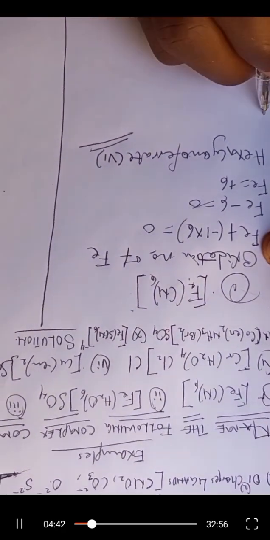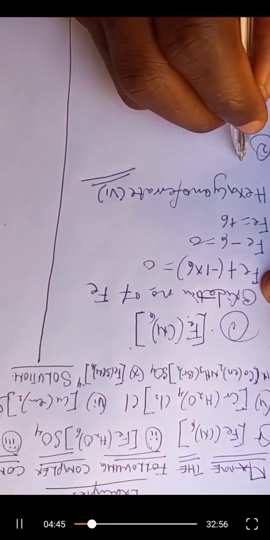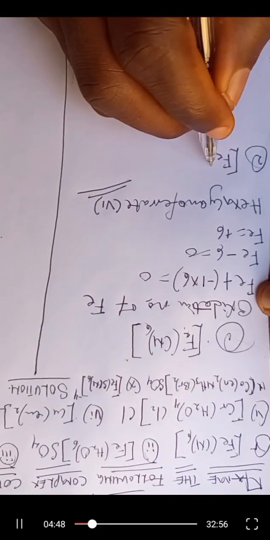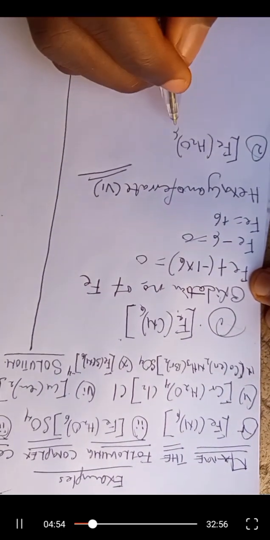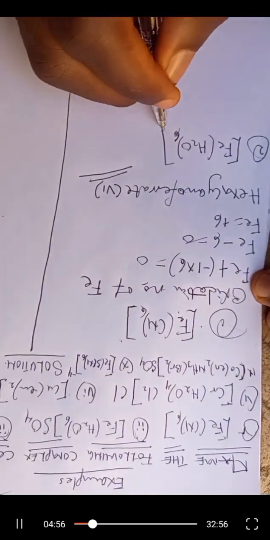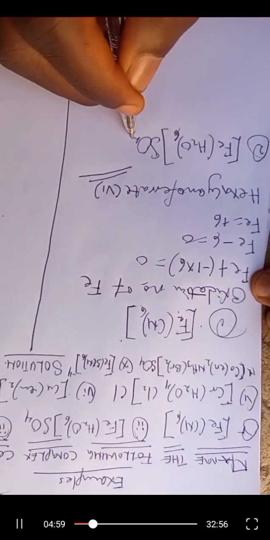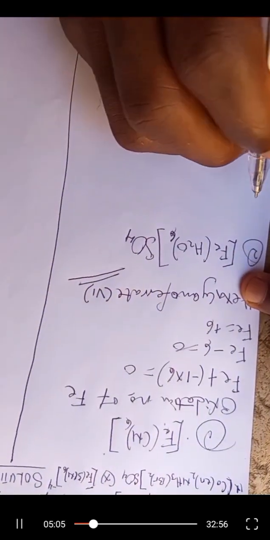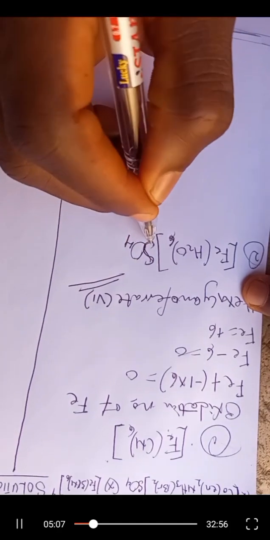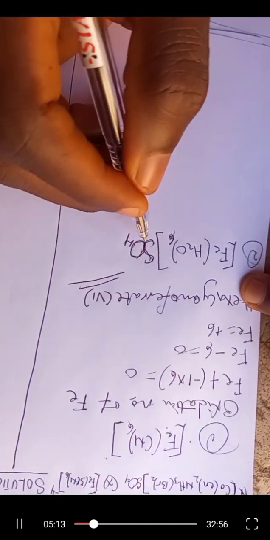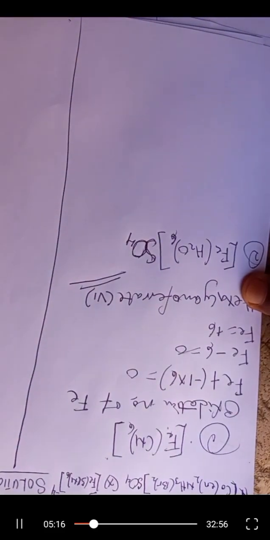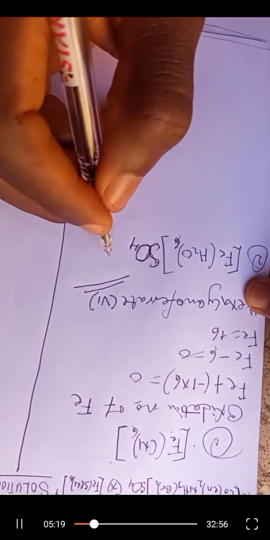Let's try the number 2. Fe in bracket H2O, close the bracket, 6. Then you close the parenthesis, then SO4. Now, if you look at this one, it's a little different from the first one. So don't forget, whenever you have something outside the brackets at your right hand side, you call it what? Cation. So they also have their charges. If it's halogen, all halogens have one charge, which is -1. But this one has -2.